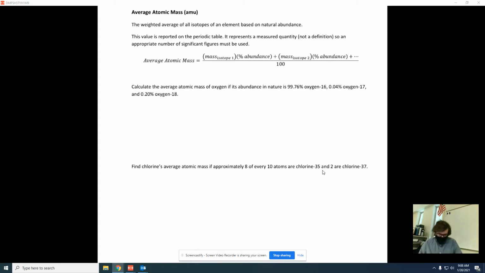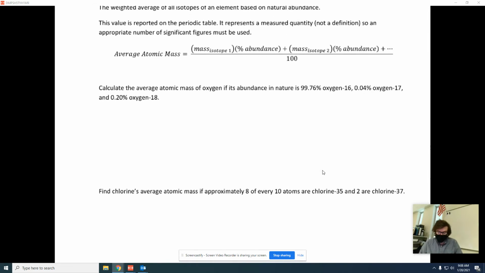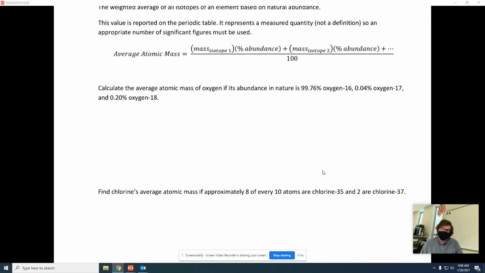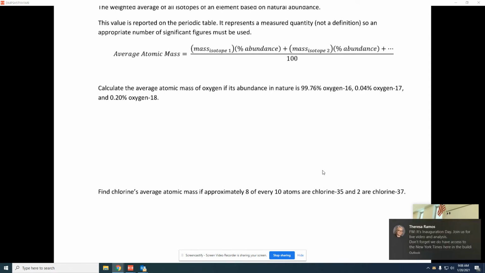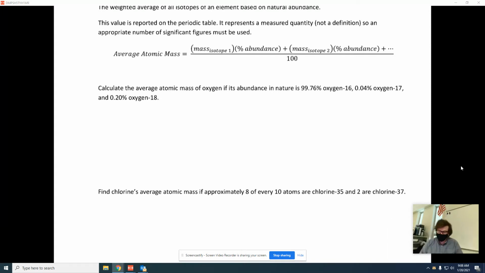So if we look here, we have a nice equation to help us figure out the average atomic mass. What we're going to do is take the mass of an isotope and multiply by the percent abundance, and then we're going to add all of those different isotopes times their percent abundance together, divide the whole thing by 100, and that will give us our final answer.